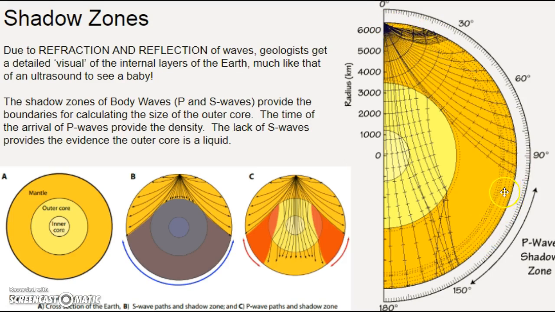Here's my primary wave shadow zone, and the entire S wave shadow zone is going to be down here. We're only seeing primary waves register that are refracting or bending. So here's a simplified cross-section. Here I have a mantle, outer core, inner core.